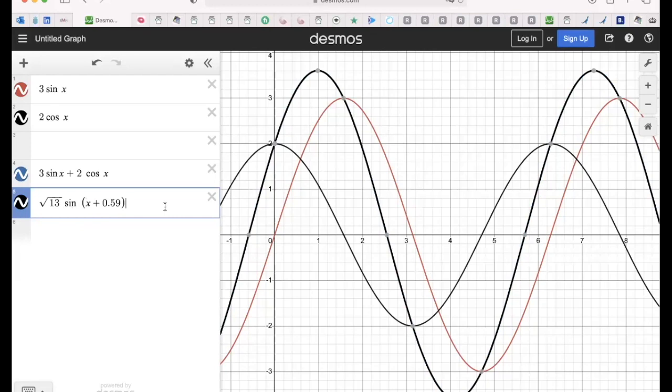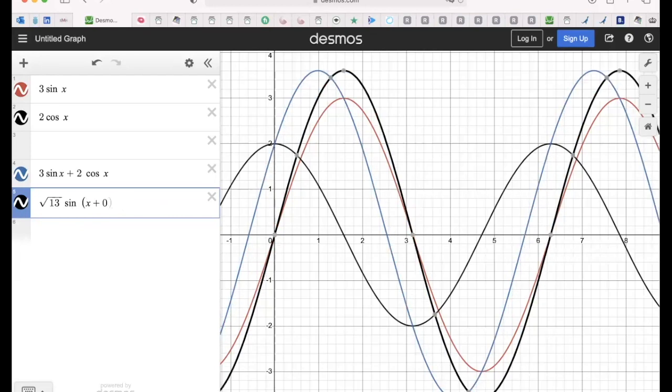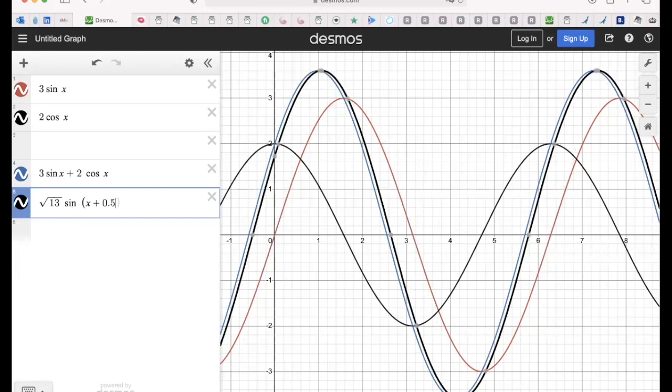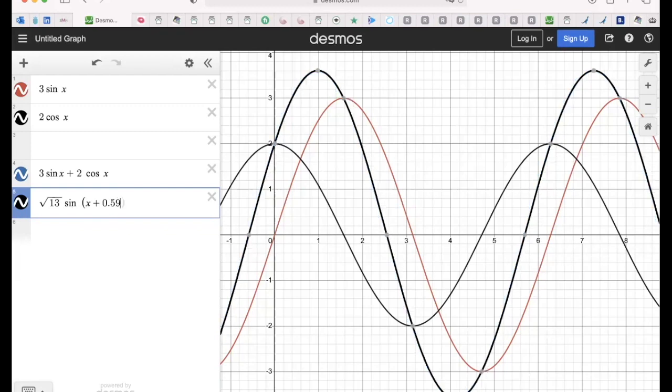So root 13 sine x plus, notice the black one covers up our 3 sine x plus 2 cos x, which is the blue. When you put the correct phase shift in, the height is correct because root 13, and then 0.5958 for absolute accuracy. And there we go. So that's the whole idea. Trying to combine those two waves and see what they make, how they make one single sine wave of what amplitude and what phase shift.